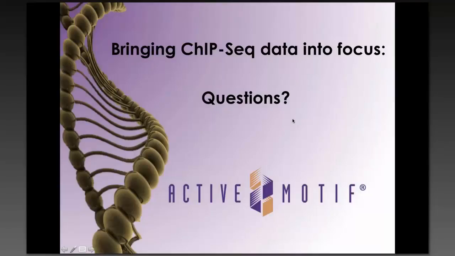This person is asking, it says they read conflicting information about whether IgG or some other input sample needs to be sequenced for normalization as well. Have you considered that or looked at that versus your spike-in approach? I don't like IgG in ChIP at all, actually. The first reason is that you're looking at a reaction completely unrelated to your specific ChIP reaction.